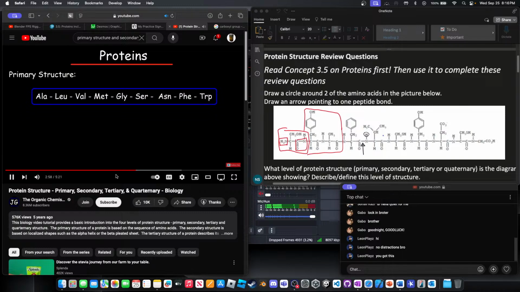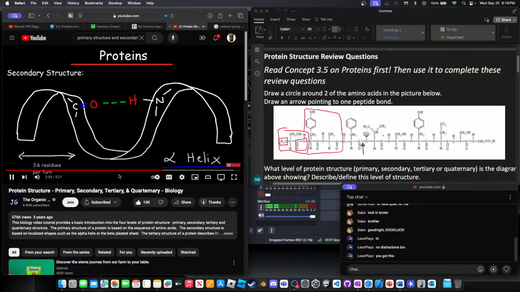There's 4 levels that you need to know: the primary structure, the secondary structure, the tertiary structure, and finally the quaternary structure. Now the primary structure is simply based on the sequence of the amino acids found in the protein. The sequence determines the shape of the protein. If you replace just one amino acid with another, it will completely change the shape of the protein. So the shape and its function is primarily determined by the sequence of amino acids.